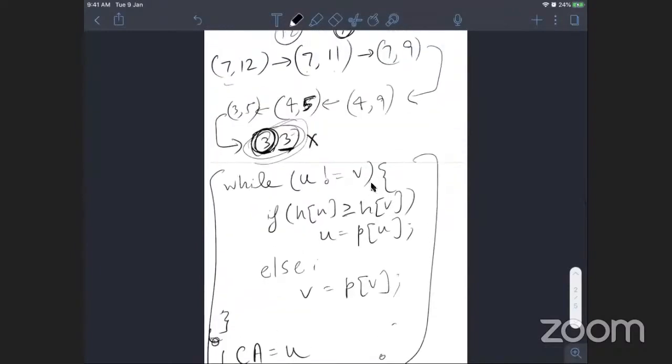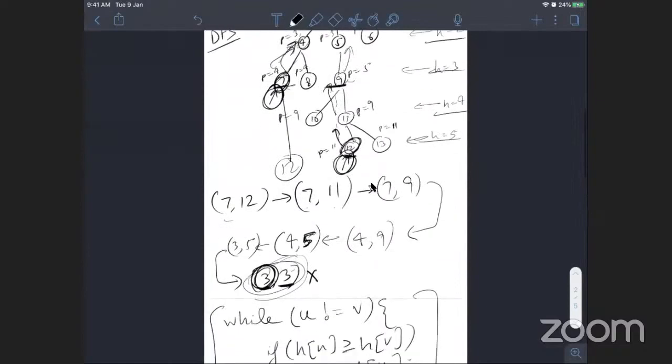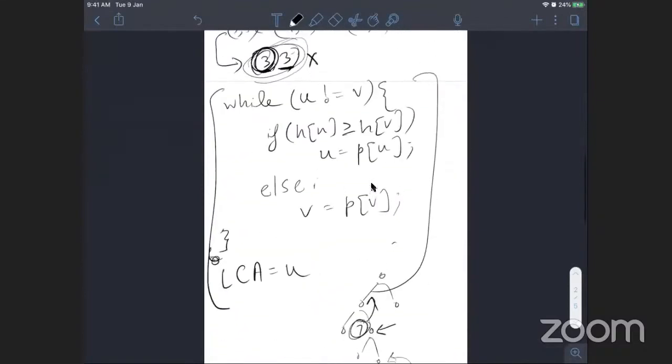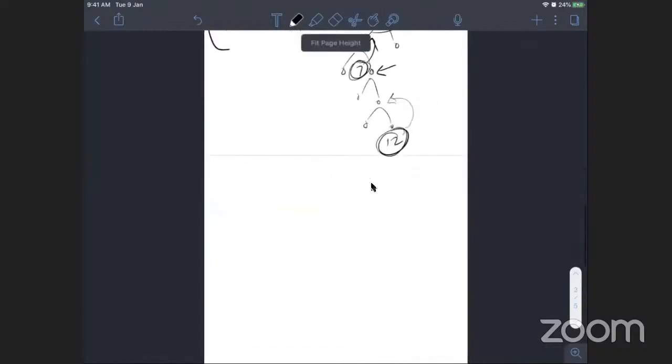Abhishek asks, is this the slow method or the fast one? This is the slow method, Abhishek, because look at this, this is actually running pretty slow. In each step, we are just climbing one parent up. So think about the worst case of this algorithm.